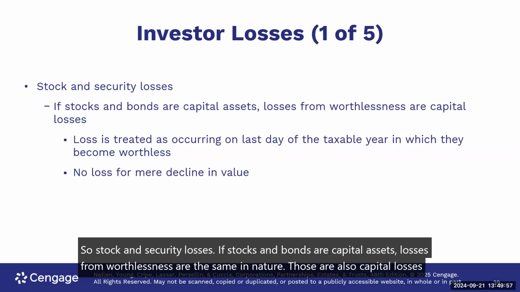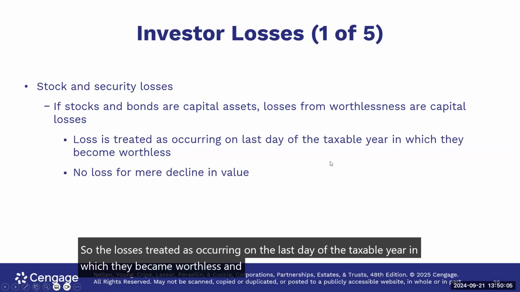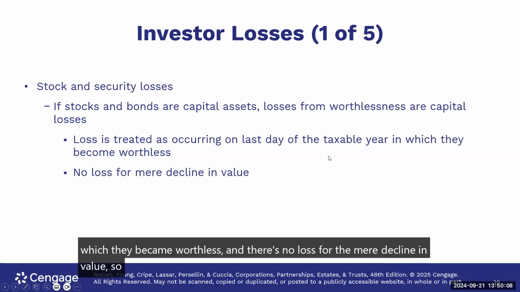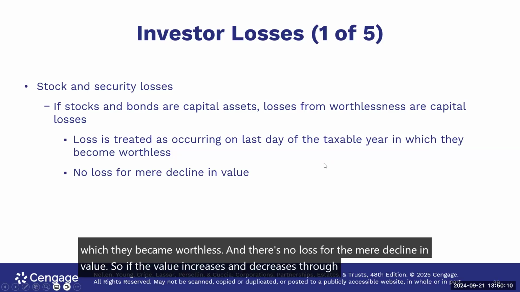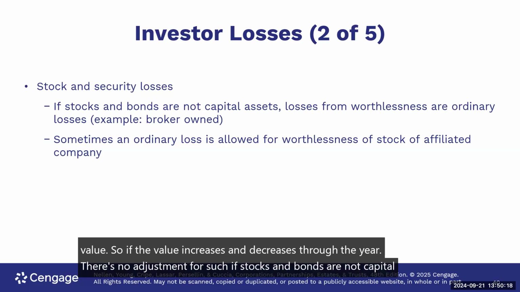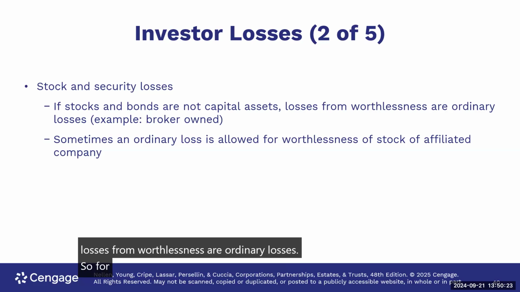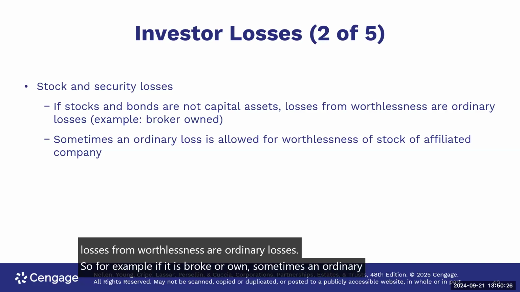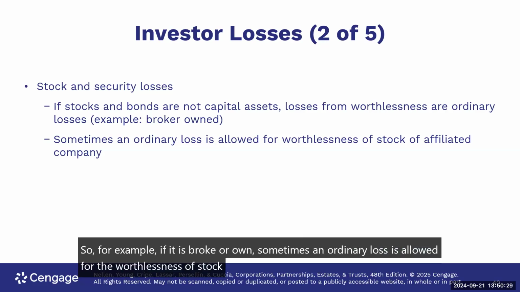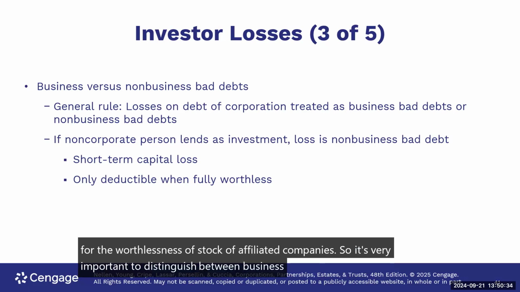The losses are treated as occurring on the last day of the taxable year in which they became worthless, and there's no loss for the mere decline in value. If the value increases and decreases through the year, there's no adjustment for that. If stocks and bonds are not capital assets, losses from worthlessness are ordinary losses. For example, if it is broker owned, sometimes an ordinary loss is allowed for the worthlessness of stock of affiliated companies. So it's very important to distinguish between business and non-business bad debt.